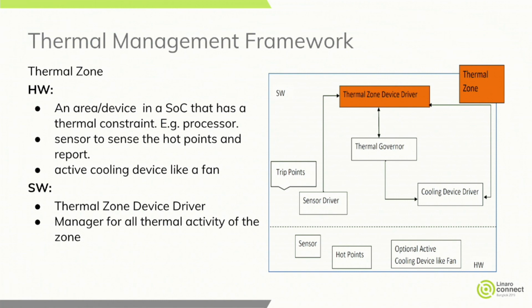So a thermal zone, as far as the hardware is concerned, is a zone or an area or a device in an SoC that has a thermal constraint, like a processor or a GPU. Typically a zone will have sensors associated with it to sense the hot points and to report the temperature changes. It could also have active cooling devices like a fan associated with it from the hardware point of view. From how this has been mapped into the Linux kernel software framework, a zone is represented as a device driver and is treated as a manager for all the thermal activity pertaining to that zone.